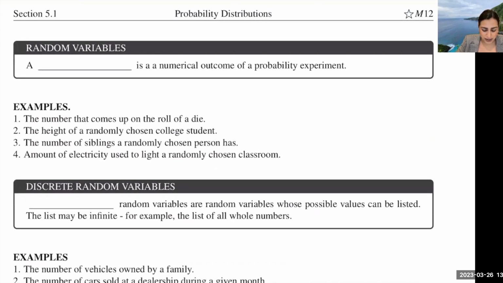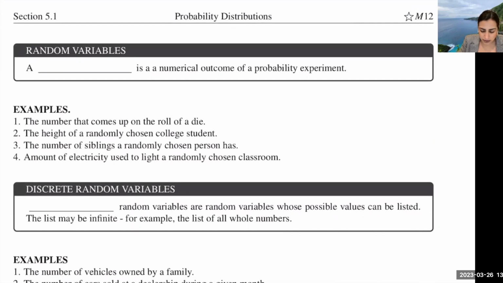Before we talk a little more about probability distributions, I want to talk about what random variables are and give you some examples of random variables. A random variable is a numerical outcome of a probability experiment.